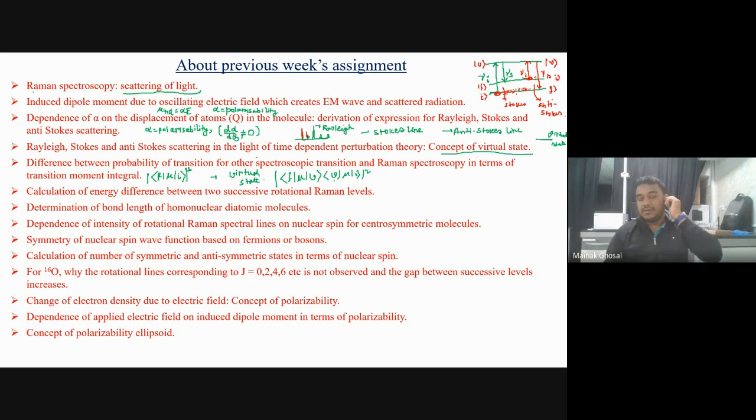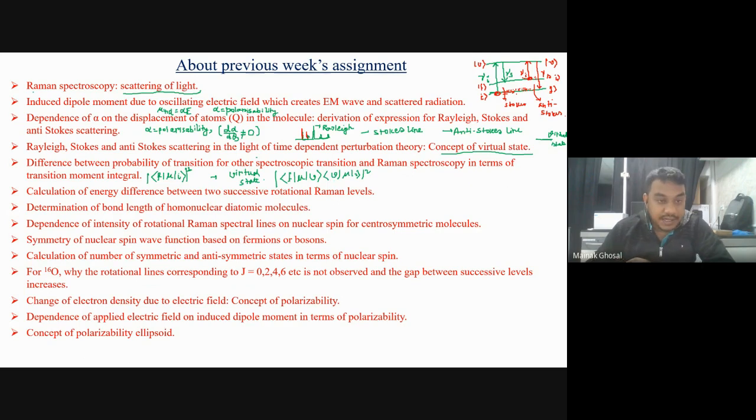So in the earlier stages of spectroscopy, when you were doing rotational or vibrational spectroscopy, you were just writing the total transition probability as the transition moment integral squared. But here two terms are involved, because in case of Raman spectroscopy you also need to consider the virtual state.